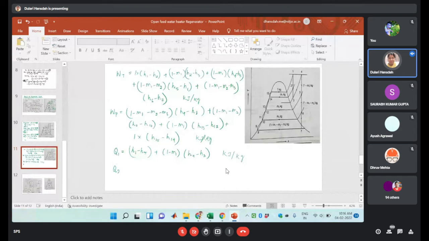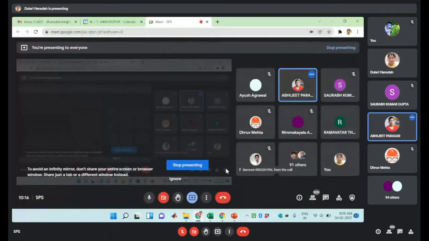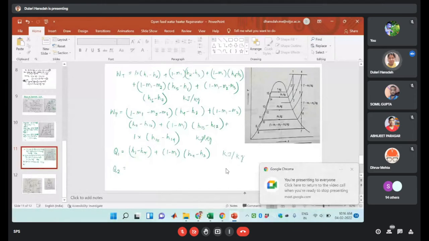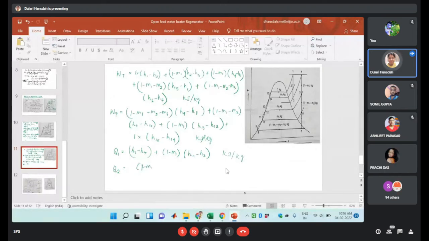Then we have the heat rejection. So how much is the heat rejection? H7 minus H8. Okay. The amount of mass is how much? 1 minus m1 minus m2 minus m3, times H7 minus H8, right? So this is the heat rejection.